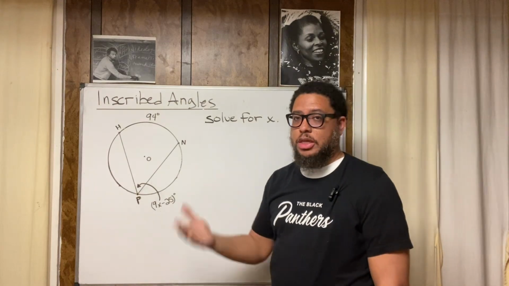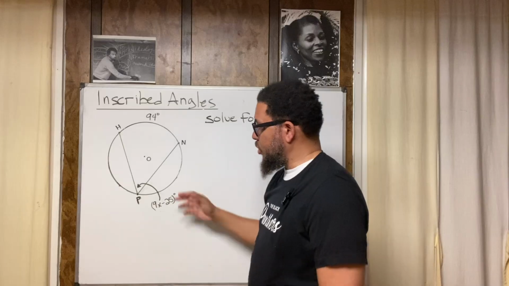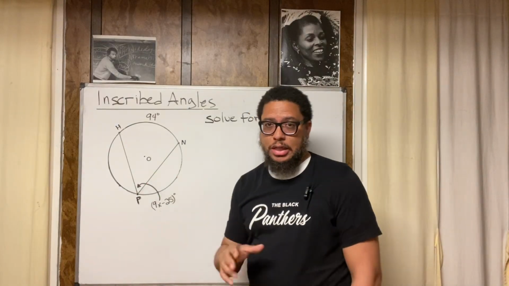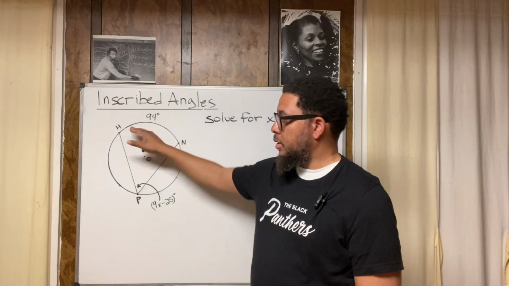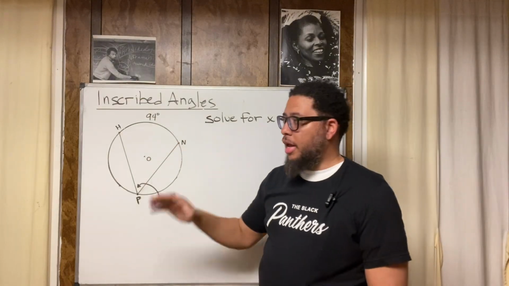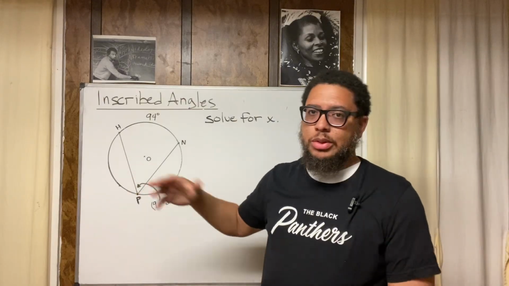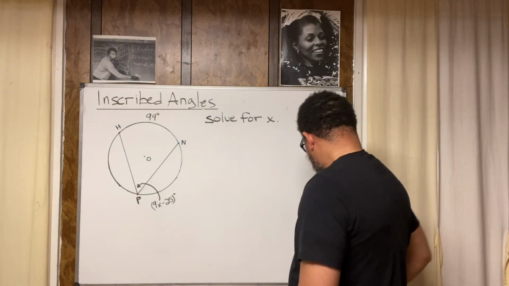In order to solve for x, we need to create an equation, and then we need to solve that equation for x. So based on the information I just told you about the relationship between an inscribed angle and the arc that it subtends, now we can take that information and create an equation. And then at that point, we're not even really doing geometry no more. Now we're back in algebra 1. All right. So let's do that.